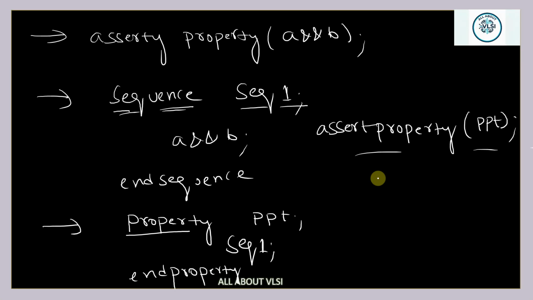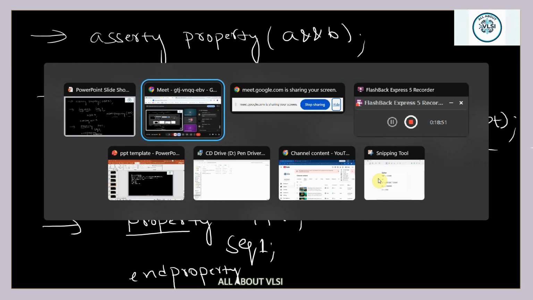For now, just understand that we have one block known as sequence and another block known as property. If you want to assert anything, you use the assert keyword directly with your property, but not with your sequence. That's it. Is it clear, guys? Yes or no?